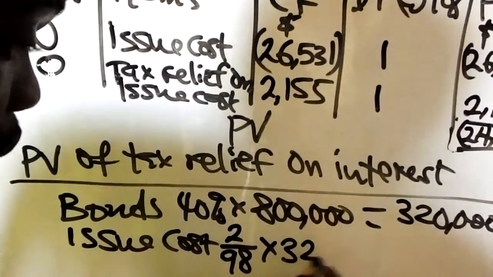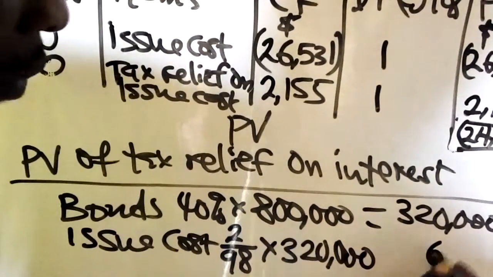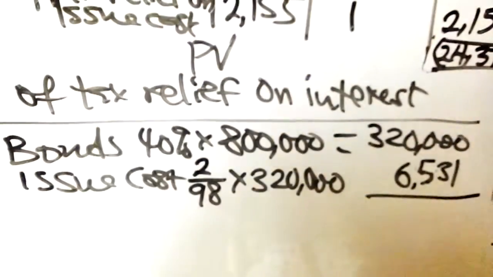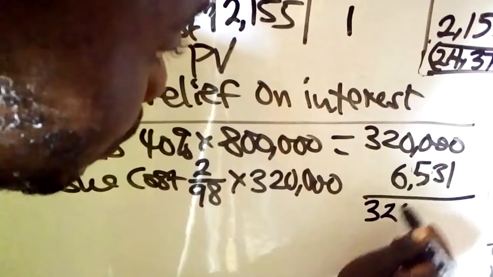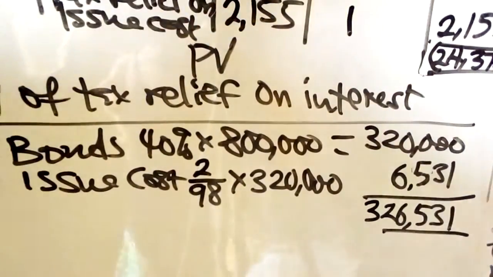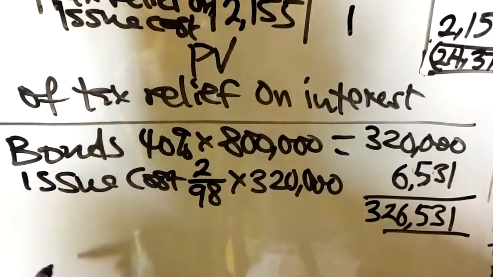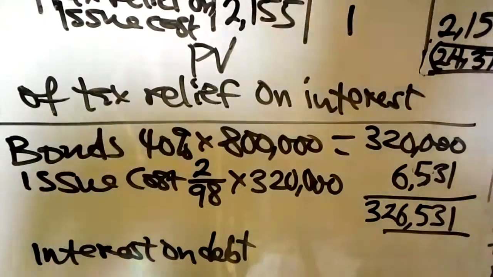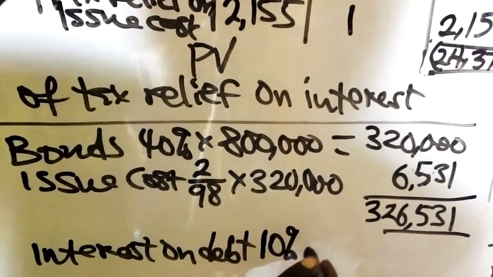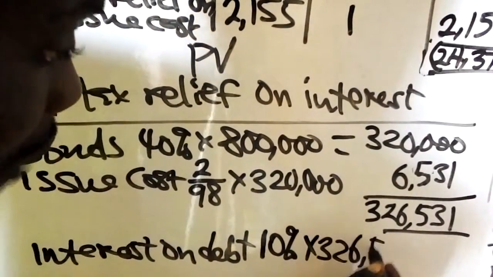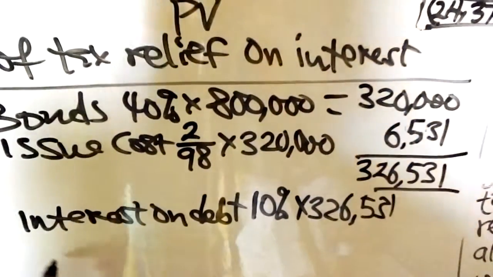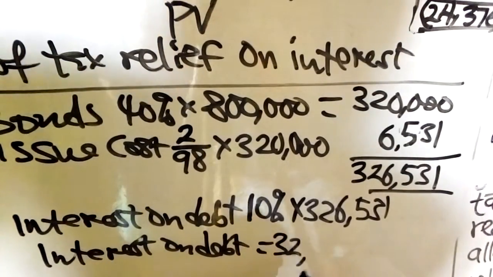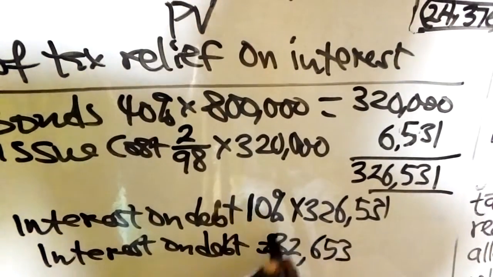Then that means the issue cost, which you were told is 2/98 of 320,000, gives us 6,531. When you sum it up, you have 326,531. That is the gross debt. Now, how much will be the interest on the debt? You were given the interest rate, which is the risk-free rate of 10% of 326,531. If you calculate that, the interest on debt is 32,653 dollars.